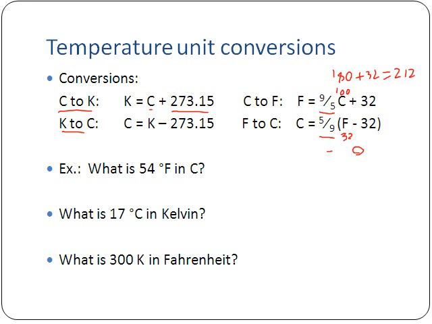Let's try out some examples and make sure we can get this to work here. Question is, what is 54 degrees Fahrenheit in Celsius? So we want to find Celsius. The conversion is going to be this one right here, Fahrenheit to Celsius. So Celsius is equal to 5/9 times the quantity of the Fahrenheit temperature, which is 54, minus 32. If you get out your calculators, 54 minus 32 is 22. And 22 times 5/9 gives us 12.2. And so 54 degrees Fahrenheit would be equal to 12.2 Celsius.